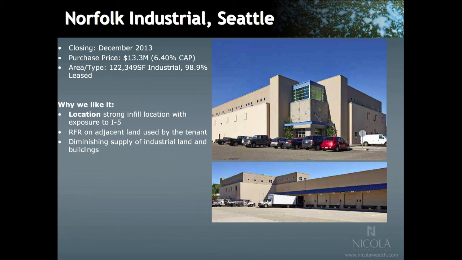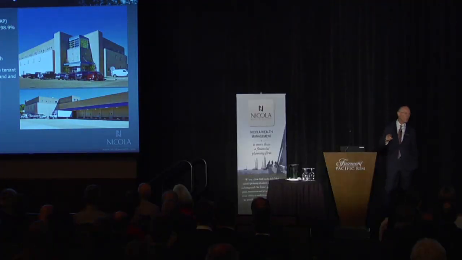This particular property, in addition to the land, we also have a right of first refusal on the adjoining piece of property, which is used by the major tenant. There's a diminishing supply of industrial land, which I'd mentioned. This is a deal that had deal fatigue. When we heard about it, it had gone to market. It had been priced too high. People weren't looking at it.